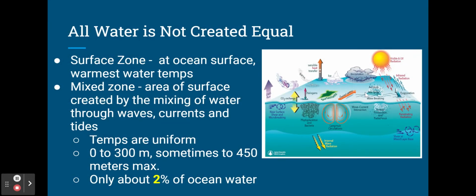The surface zone is up here at the top, at the ocean surface. You've got the warmest water temperatures and all that. Then you have the mixed zone, which is an area of surface water that's created by mixing water through waves, currents, and tides. That's this mixed zone right here. Temperatures are uniform in this area because you've got a lot of mixing, and this is the 0 to 300 meter range below sea level. Sometimes it goes to 450 meters max. Only about 2% of ocean water is in this mixed zone.